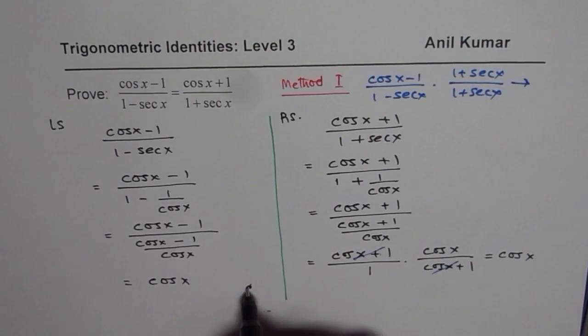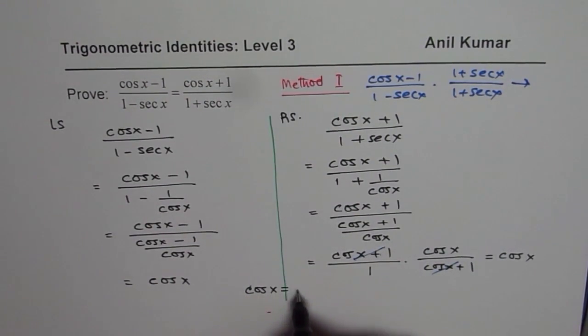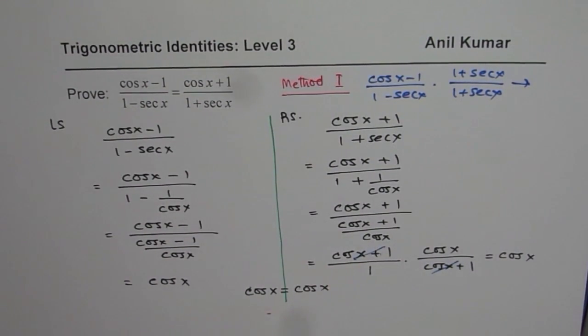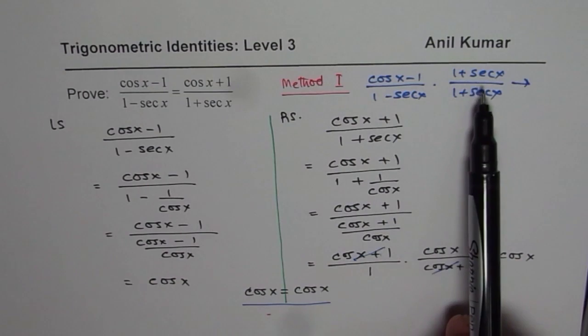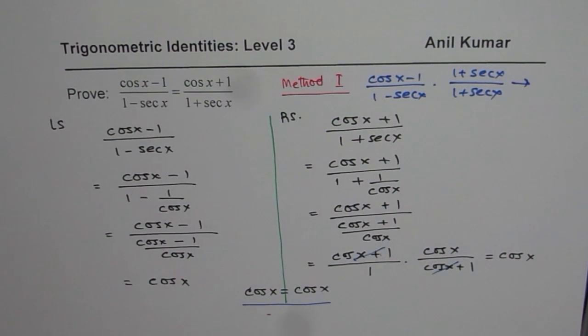So on both sides we get cos x equals cos x, and that is how we can show that this identity is true, right? Of course, we can start from one side and end in the other side also, but that is a kind of simpler proof which I recommend for this particular question.